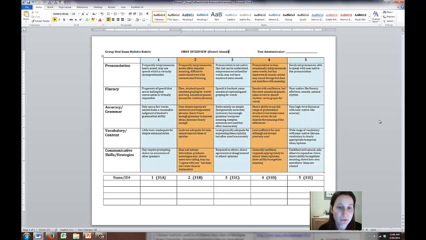So this is one of the rubrics. It's a group oral holistic rubric where you put the name of the person down here. So you might have 1, 2, 3, 4 students in the group. While they do the group oral, you can just check off, are they a 1? And this student is a 2. So Sandy, Joe, and Mike.